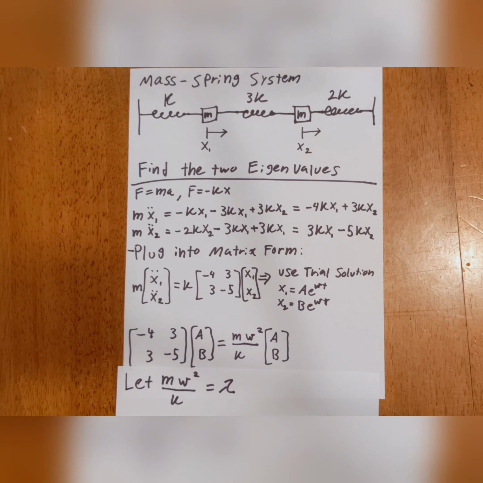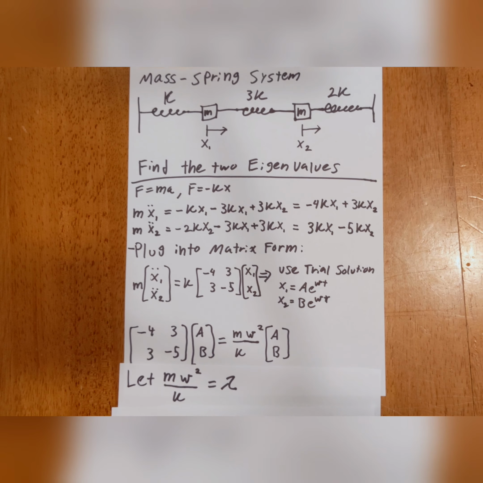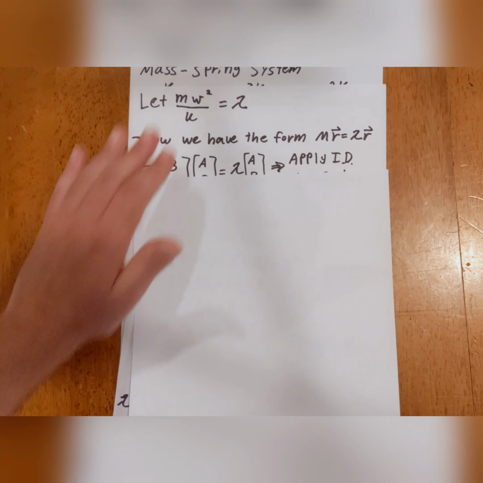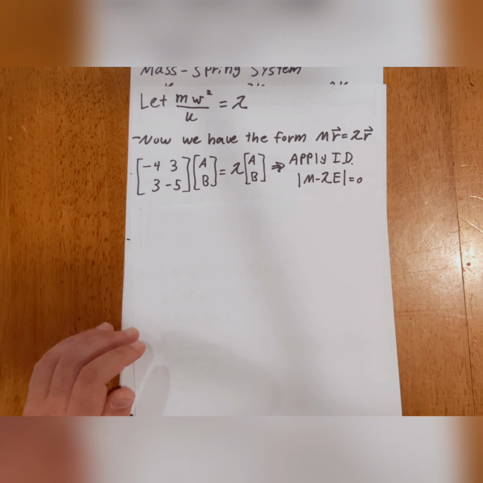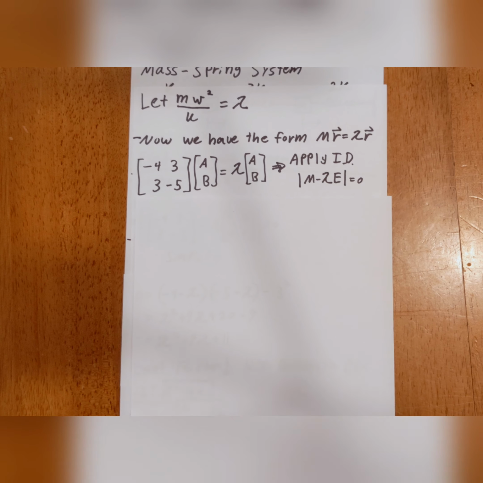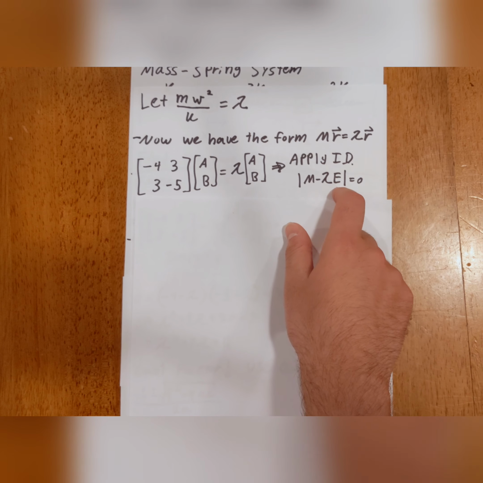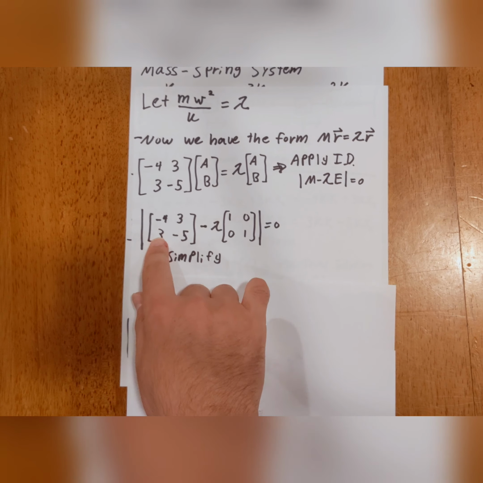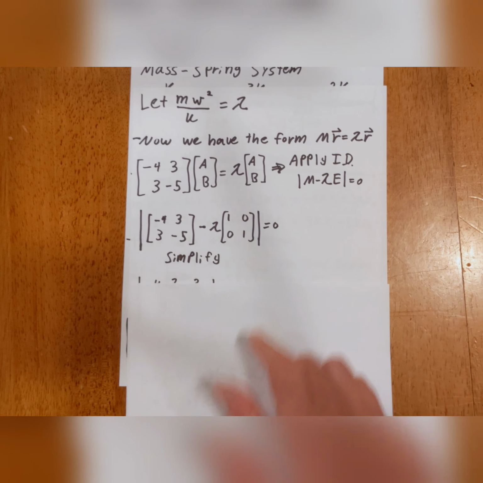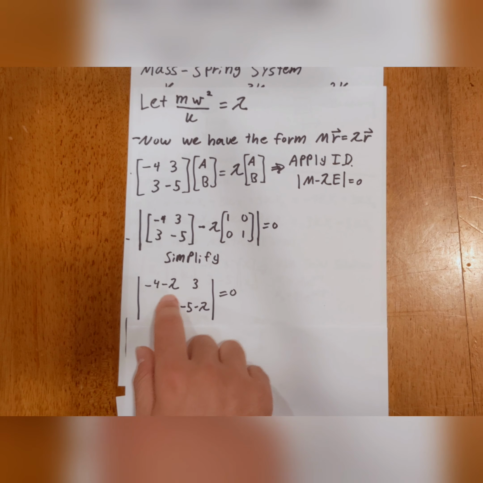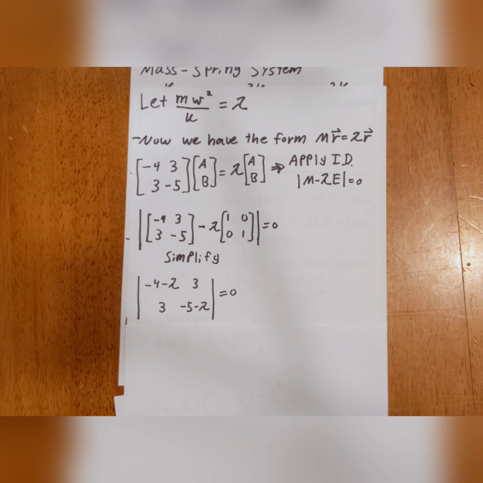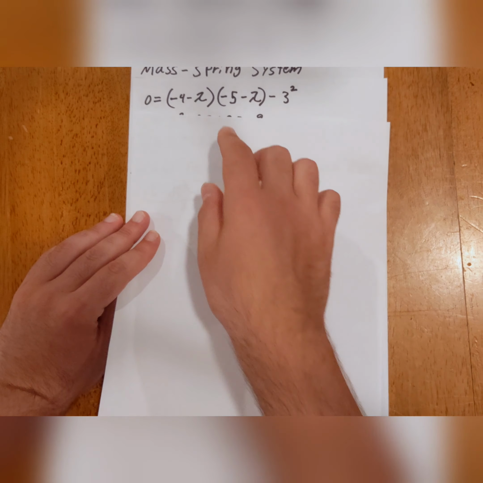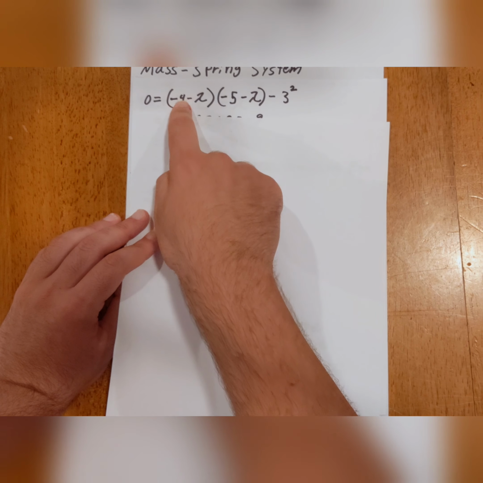So now that we have that, we can set m times omega squared over k equal to lambda. And since we have that, we now have the form that we were looking for, which means we can then apply the identity: the determinant of M minus lambda times the unit matrix is 0. So now we plug that in, and we have our matrix minus lambda times the unit matrix is equal to 0. We simplify that to this equation right here, and all we have to do now is take the determinant of that matrix. So we multiply both sides and subtract, and we get this equation here.